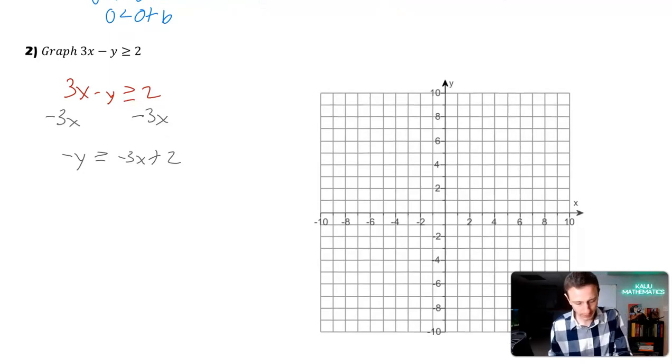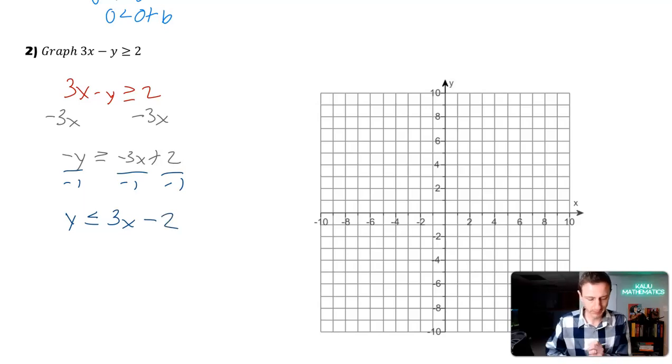Solve for y. I'm going to divide by negative 1. When I divide by -1, since I'm dividing by a negative, my inequality flips. So it's going to be less than or equal to -3x divided by -1 is positive 3x. 2 divided by -1 is -2.